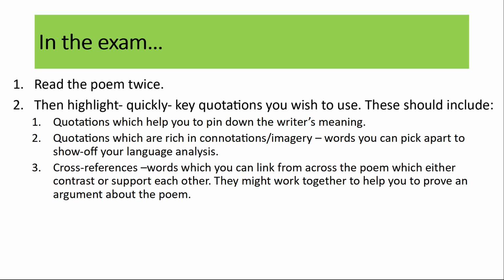So your first goal is to unpick the writer's explicit meanings. What is the poet trying to literally say on the surface about the thing they're writing about? So anything that helps you to pin down what the poem's about, who's speaking, what the event is, where the setting is, all those things which I'll come to later as a list, that's what you should be looking for initially. Then, of course, you need to be able to analyse some key images and language used, so words that are rich in connotations, things that you can associate with other things, all things that will help you show off your language analysis. And then Band 5 students especially, you should be looking for cross-references, so words you can link from across the poem to either contrast or support each other, and then that means that you'll be able to build arguments in your response.